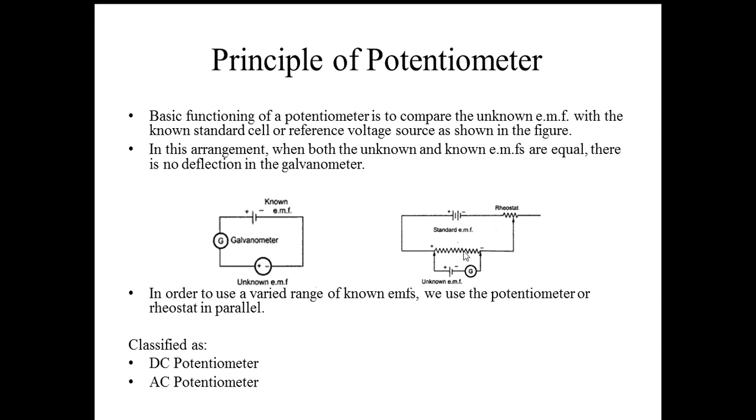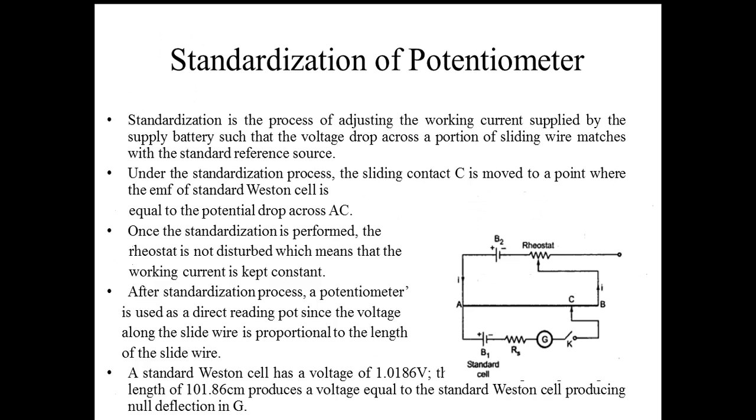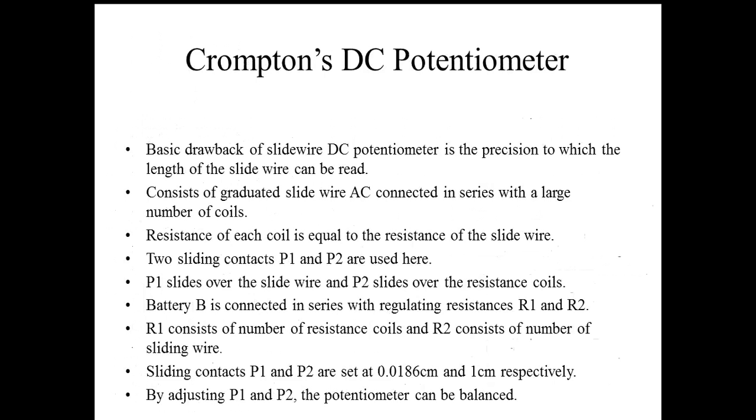Now a potentiometer can be of two types. First is the DC potentiometer and the second is the AC potentiometer. In today's lecture, we are going to study the DC potentiometer. The DC potentiometer could be of two types. The first one is the slide wire DC potentiometer and the second one is Crompton's DC potentiometer.